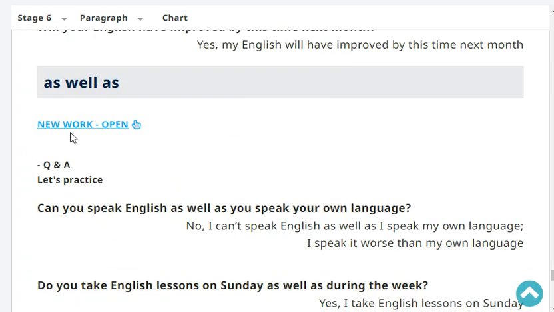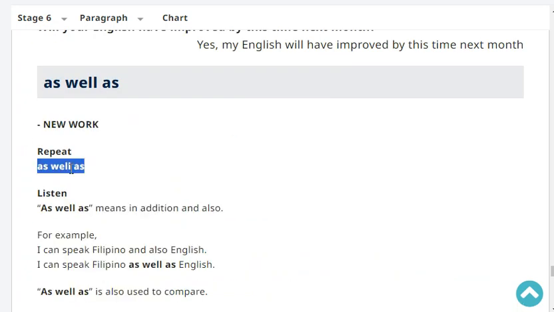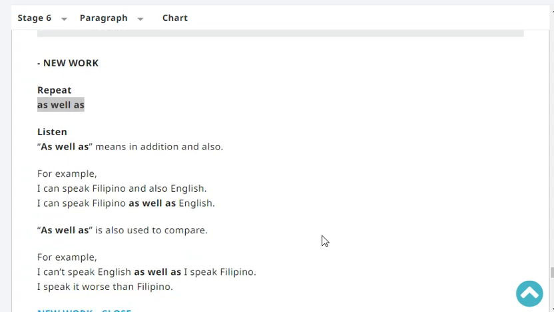Okay, repeat. As well as. Very good. Okay, listen. As well as means in addition and also. For example, we can say, I can speak Filipino and also English. Or we can say, I can speak Filipino as well as English.